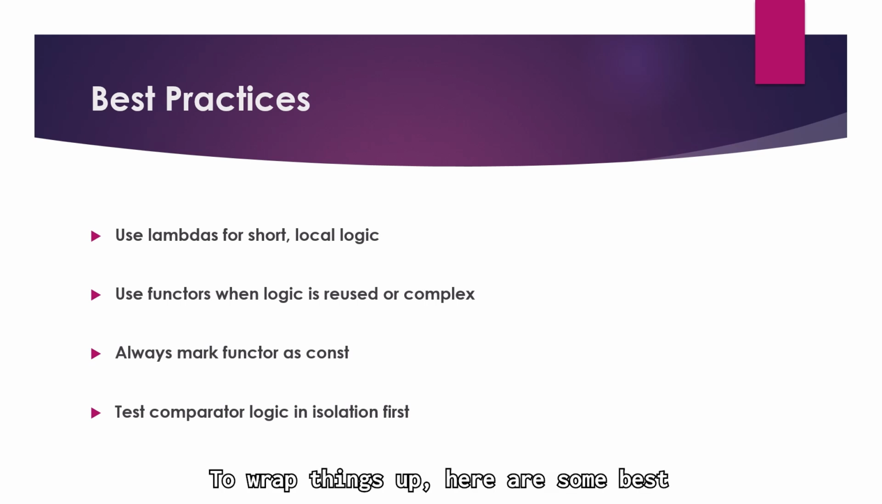To wrap things up, here are some best practices. Use lambdas when your comparison logic is simple, short-lived, and does not need to be reused. Use functors for more complex or reusable comparison logic. Functors can also hold state, making them ideal for maintaining additional data during comparisons. Always ensure that your comparator is const correct if it does not modify any state. This is especially important when using functors with STL containers. Test your comparators thoroughly. It's easy to overlook edge cases, so always ensure that your comparators work correctly in all scenarios.